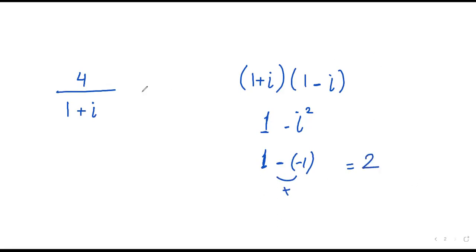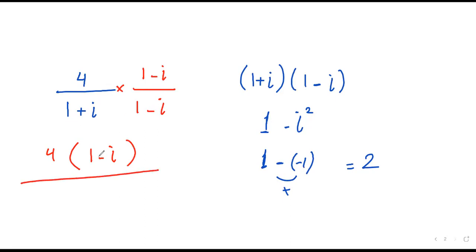So to simplify it, multiply the numerator and the denominator by 1 minus i, up and down, because I want to get rid of i from the denominator. So write 4 multiplied by 1 minus i over 1 times 1, which is 1, minus i times i, it's i squared.